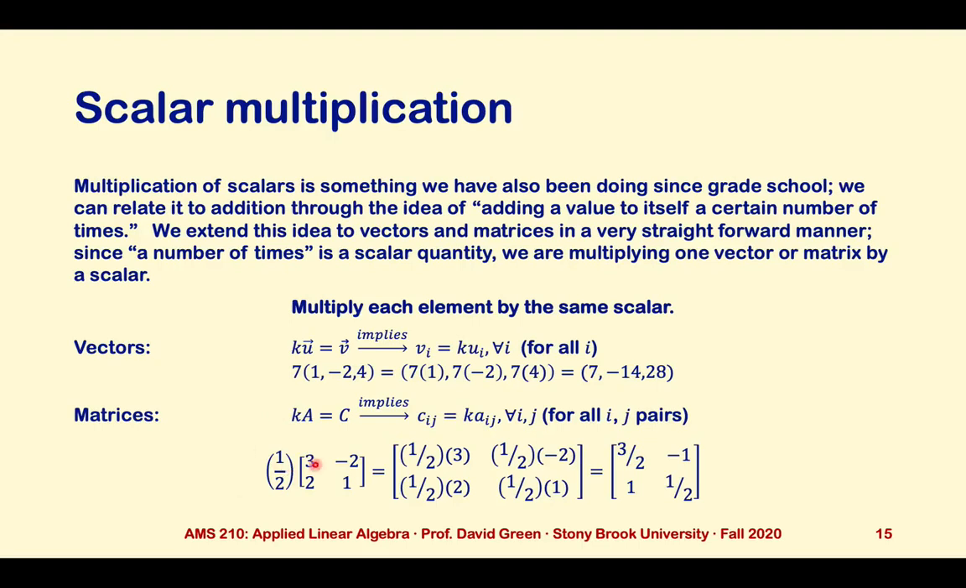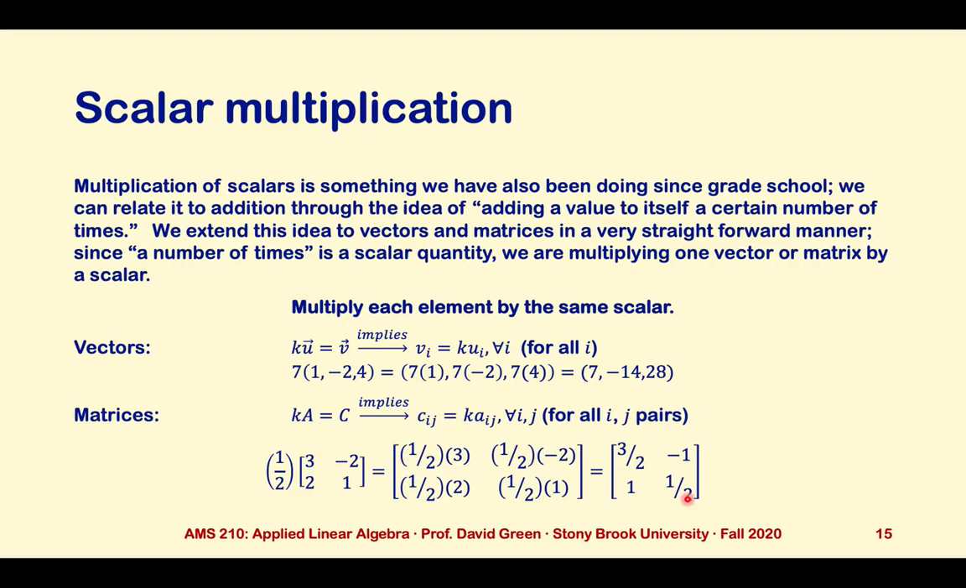Half times the matrix 3, negative 2, 2, 1 is half times 3, or 3 halves. Half times negative 2 for the first row, second column, negative 1. For the second row, first column, half times 2 is 1. For the second row, second column, half times 1 is half. Again, this is something that most people do not find too challenging.